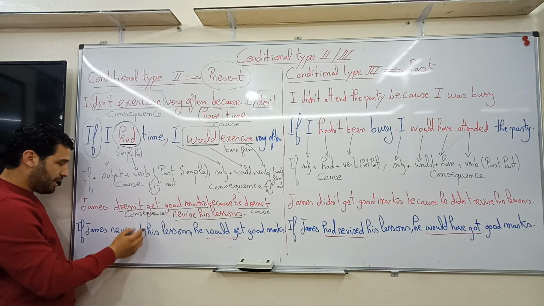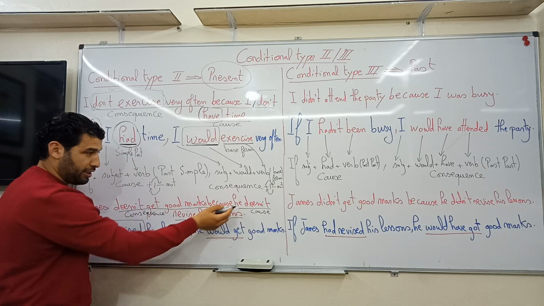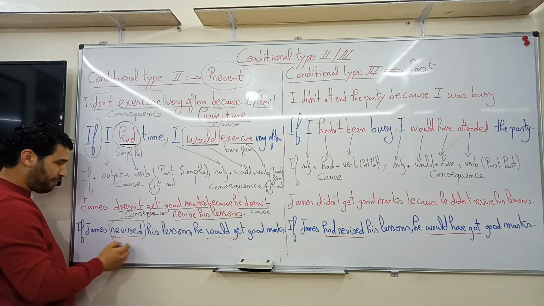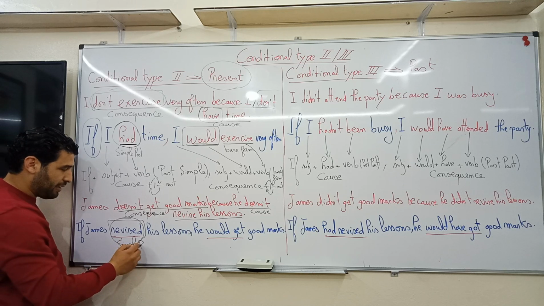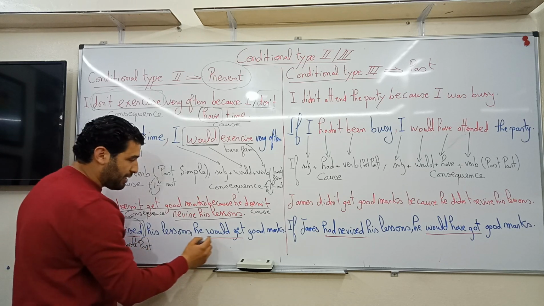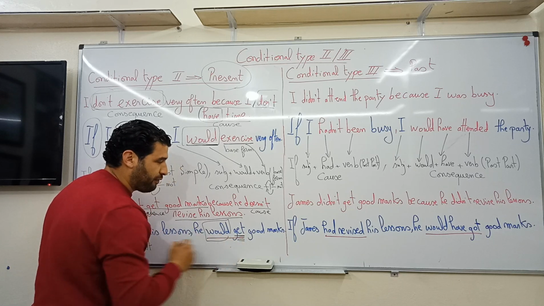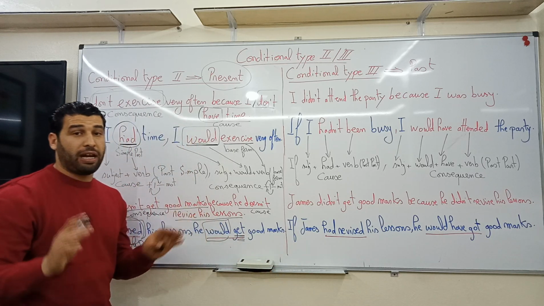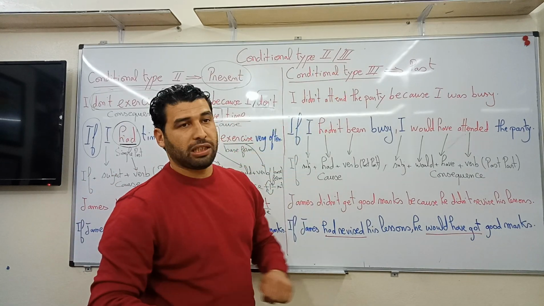So if James doesn't revise, simple present, negative form. If he revised, simple past, right? Simple past, affirmative form. His lessons, he would get, with the verb in base form, get good marks. That's it, right? Is this clear? I hope so. Now, we move on to conditional type 3.